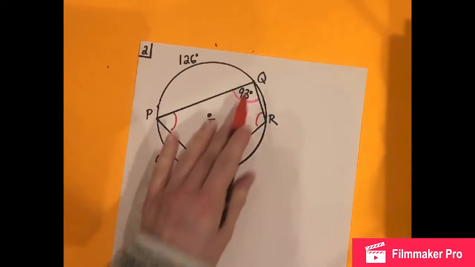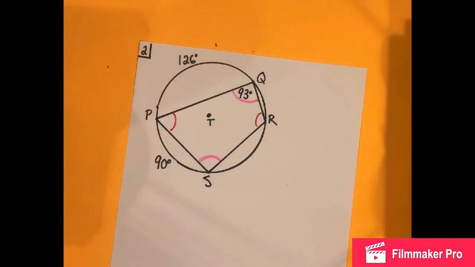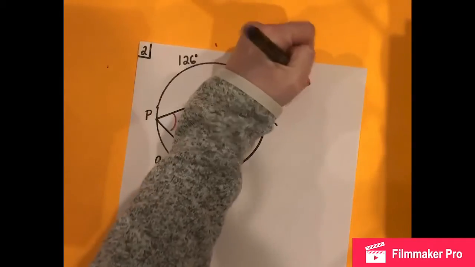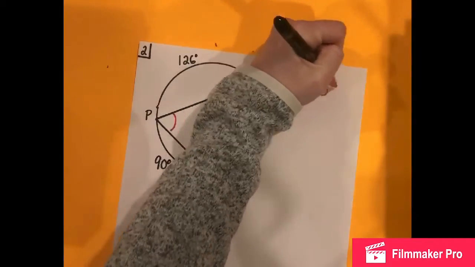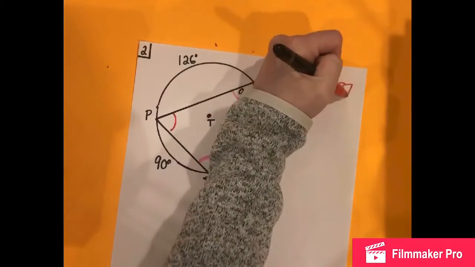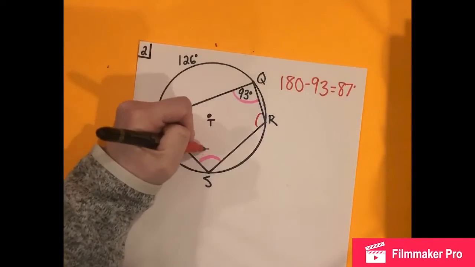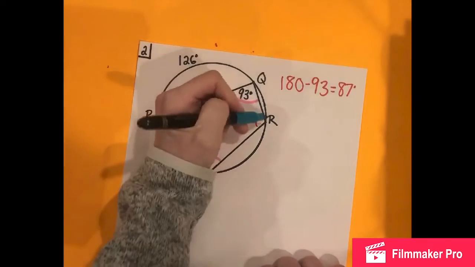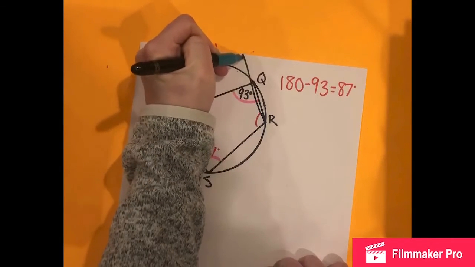So looking at that, I can at least find the measure of angle S real quick. I'm going to do 180 and subtract off 93. In this case, when I subtract that, I get 87, which I'm then going to plug in over here. I don't have either of these, so let me see what I can actually do. Okay, well, let's just highlight angle R.